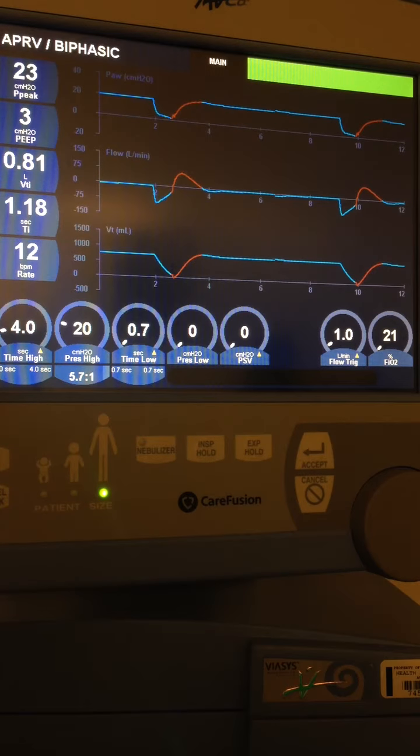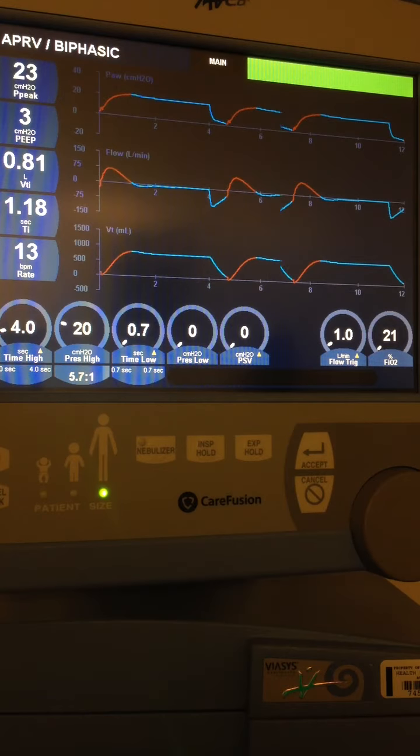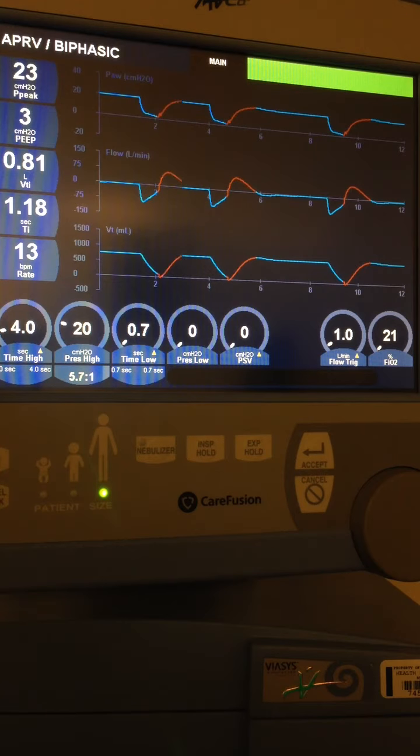Go ahead and talk now about APRV. Airway pressure release ventilation is a mode that is not used that often, but is a very good mode for patients that are not oxygenating at high pressures, high mean airway pressures. It also allows for spontaneous breathing while you're doing a little bit more aggressive ventilation.